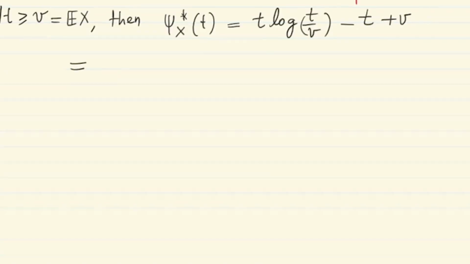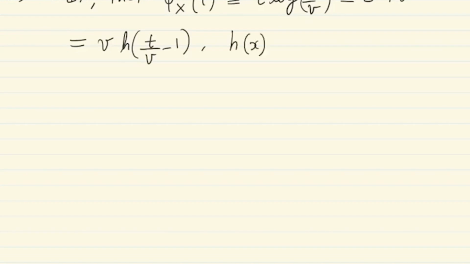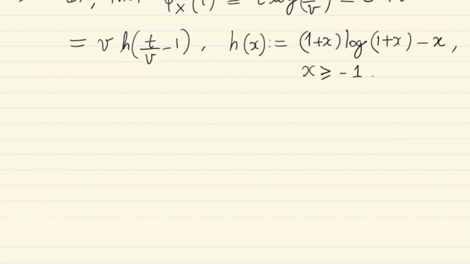And let's denote this as v times h of t by v minus 1, for reasons that we will see later. Okay, with the function h of x being defined to be 1 plus x log 1 plus x minus x, defined for every x larger than or equal to minus 1, so that the log is well defined. So you can see that Cx star of t is exactly v times h of t by v minus 1.